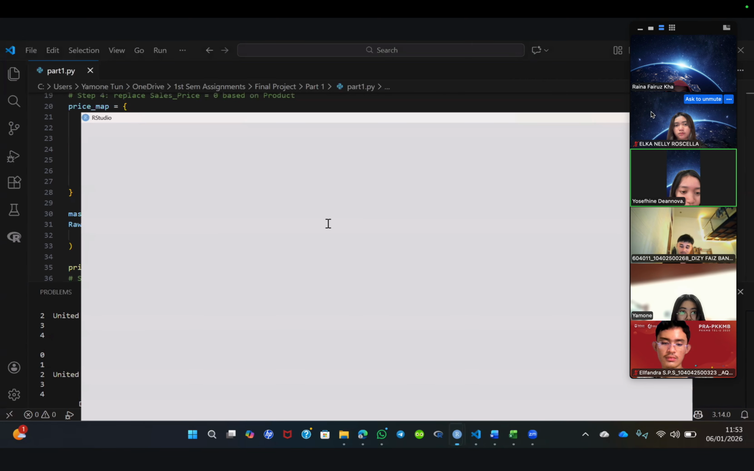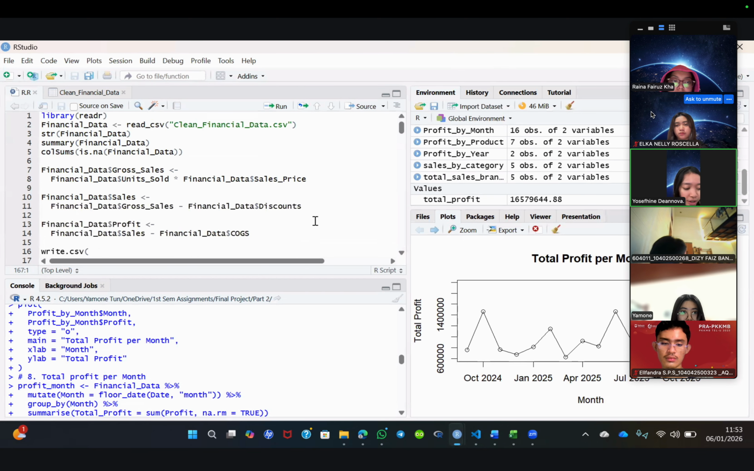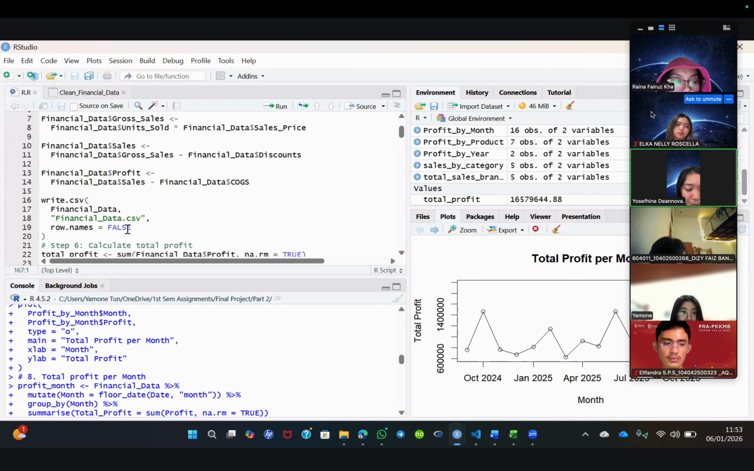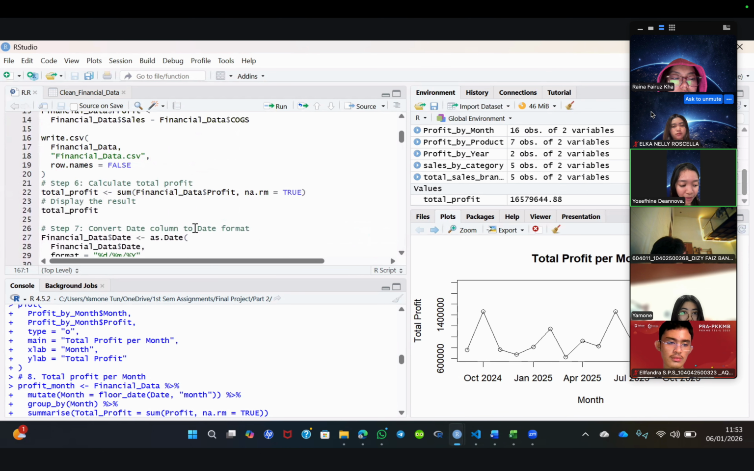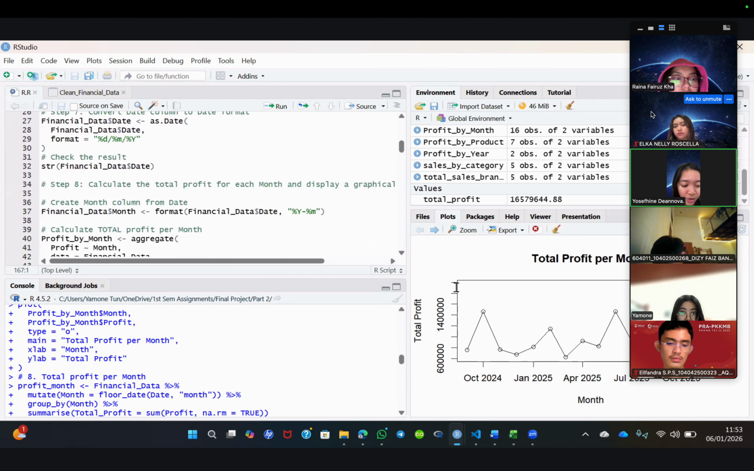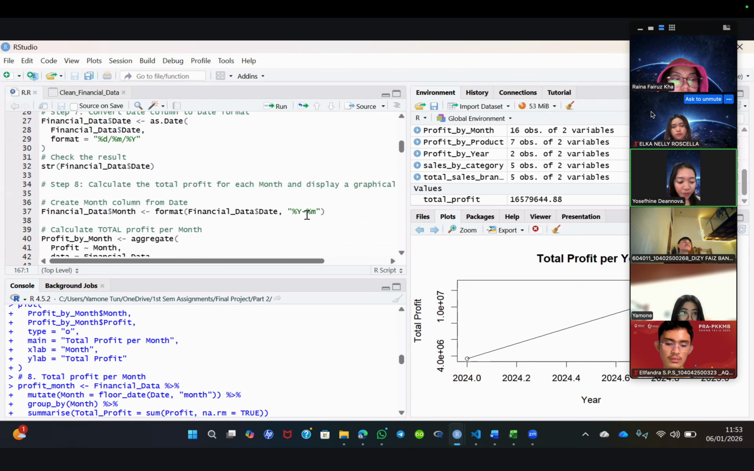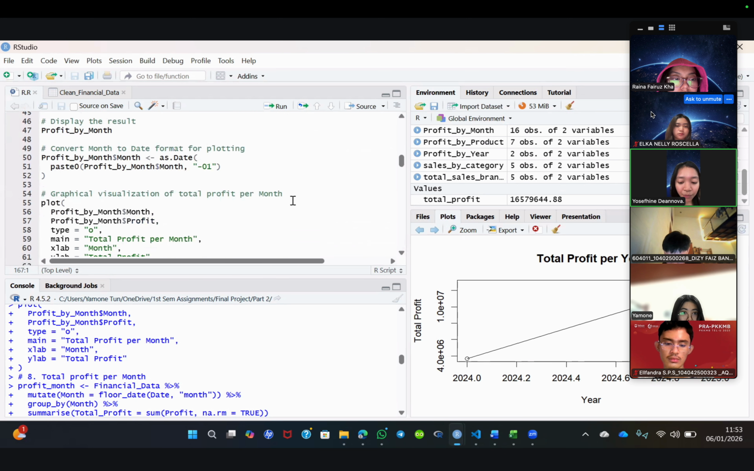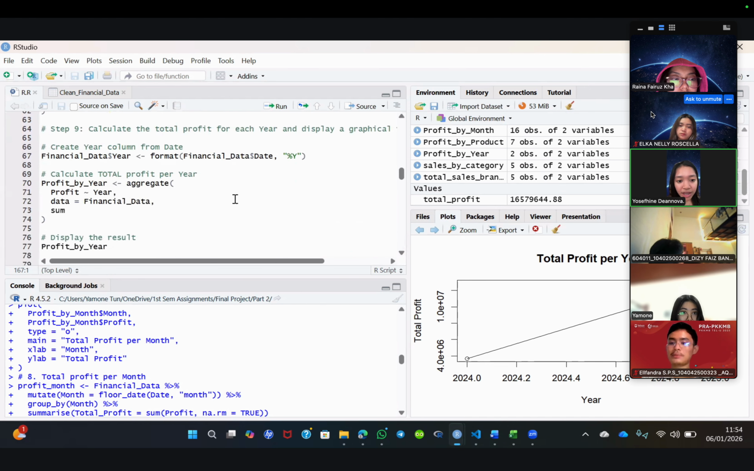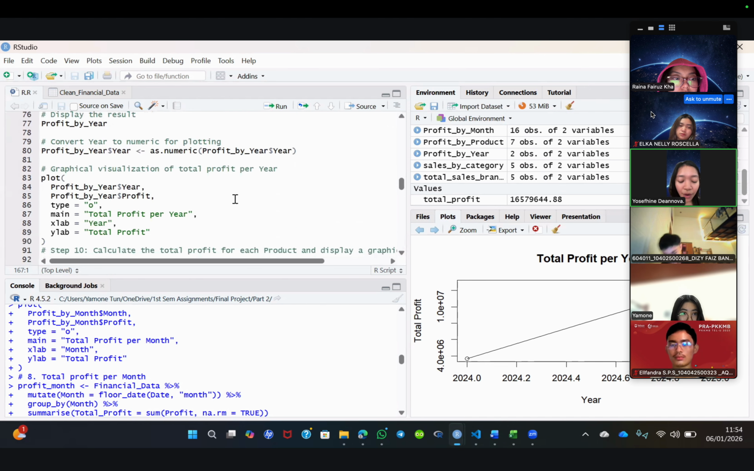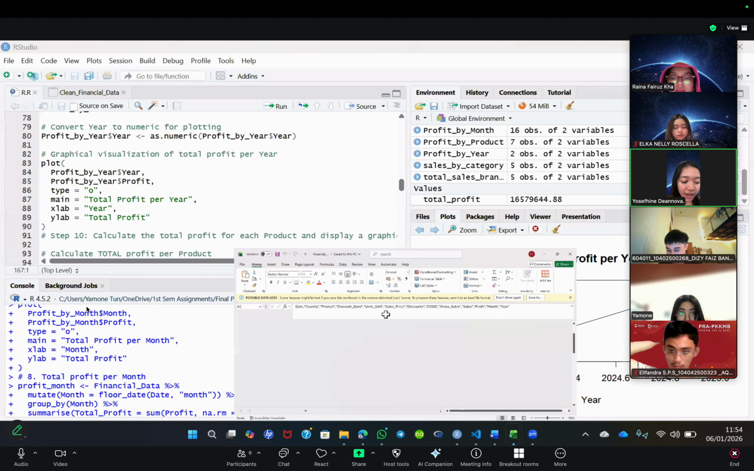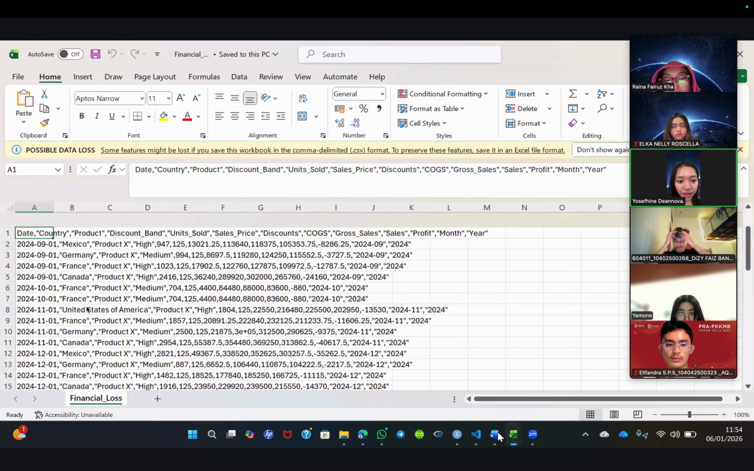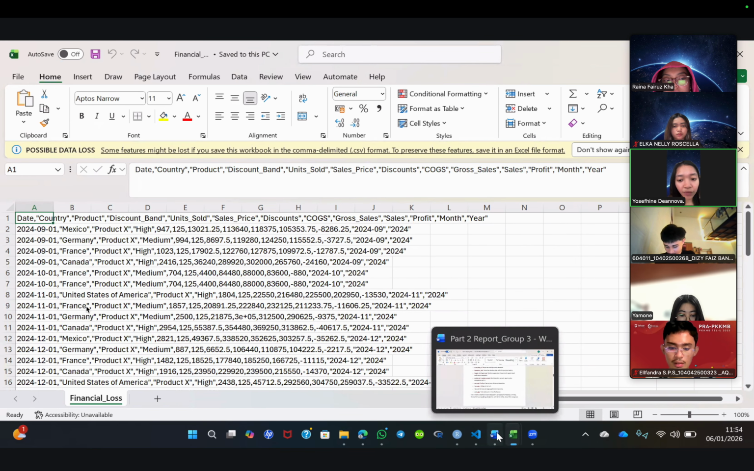Okay, and we're going to the next step. In R, we calculate gross sales and profit, then analyze profit per month, year, product, and country, and display the results using graphs. We also filtered December 2025 to find the three lowest profits and identified all negative profit transactions, which we saved as a financial loss CSV. From this part, we learned how to clean data, perform financial calculations, and analyze business performance using Python and R. And Part 1 is successfully done.